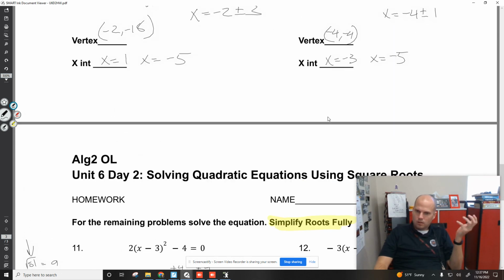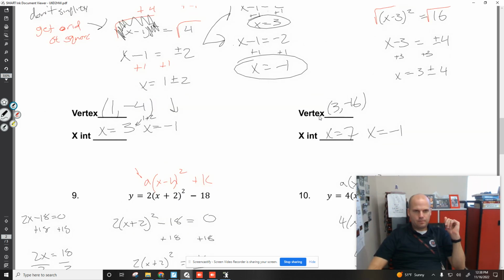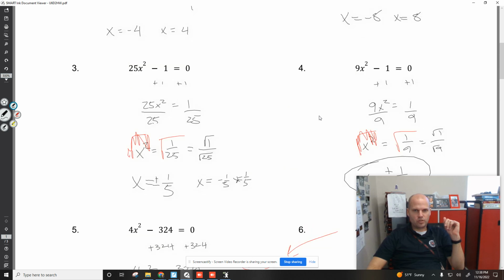Isolate the square. Square root both sides. You need a plus or minus. Because you have a plus or minus, when you then solve for x, because the square is gone, just make sure you're careful about how you do that. Okay? Hopefully we understand everything.